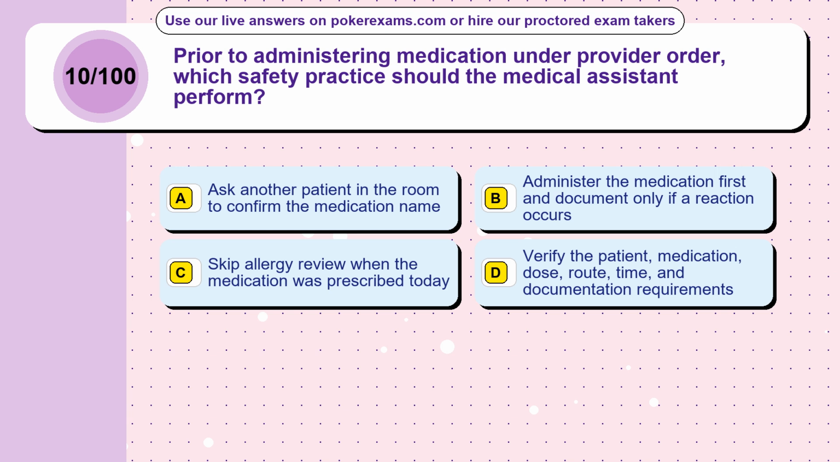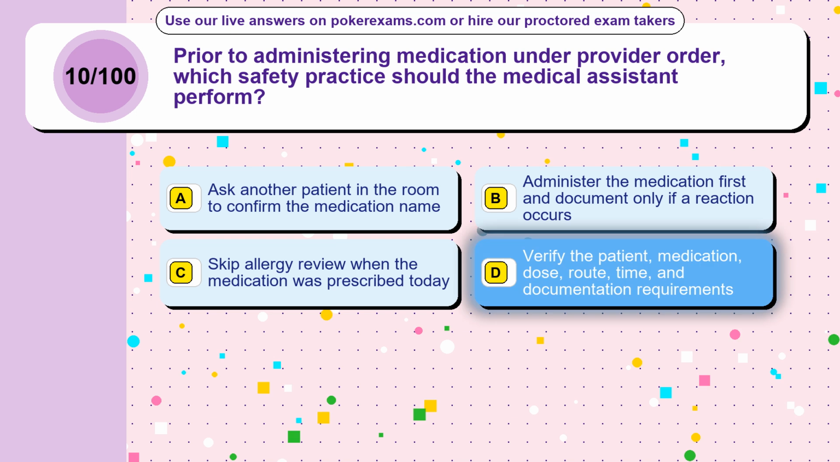Question 10. Prior to administering medication under provider order, which safety practice should the medical assistant perform? Option A. Ask another patient in the room to confirm the medication name. Option B. Administer the medication first and document only if a reaction occurs. Option C. Skip allergy review when the medication was prescribed today. Option D. Verify the patient, medication, dose, route, time, and documentation requirements.